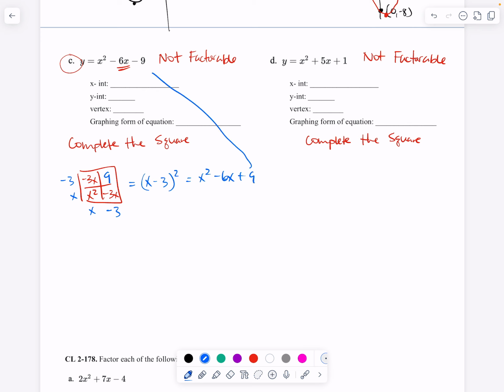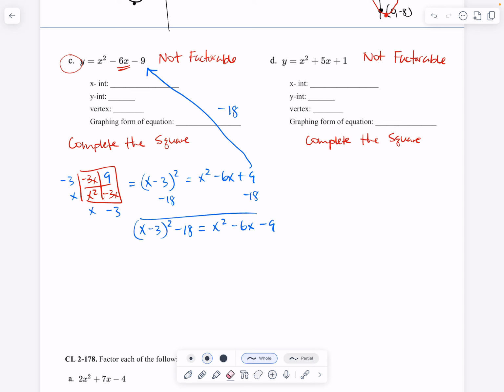But I don't want a plus 9. I want a minus 9 at the end. So my square here, the value is too big. It's too big by 18. So I need to subtract 18. If I subtract 18, I'm going to see that x minus 3 squared minus 18 is equal to x squared minus 6x minus 9. And so now I have the graphing form of the equation, and I can put that in x minus 3 squared minus 18, and immediately spot the vertex that it's at 3 comma negative 18.